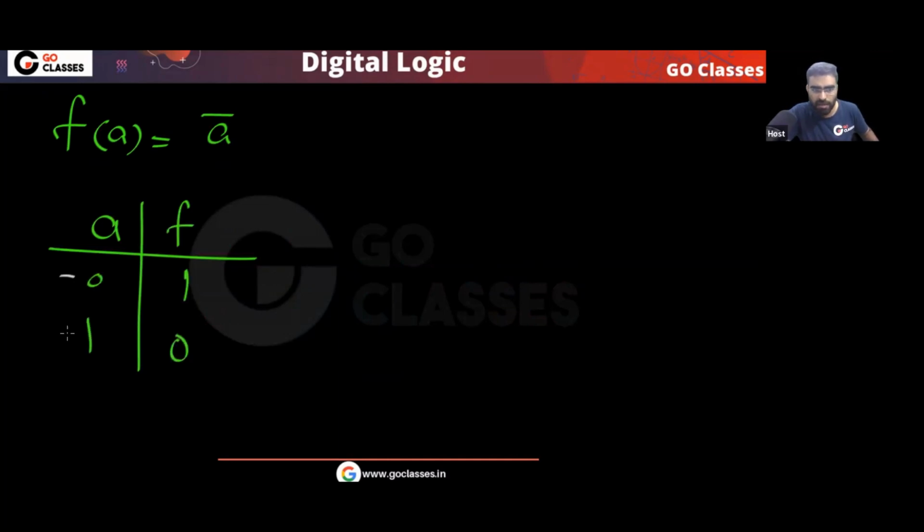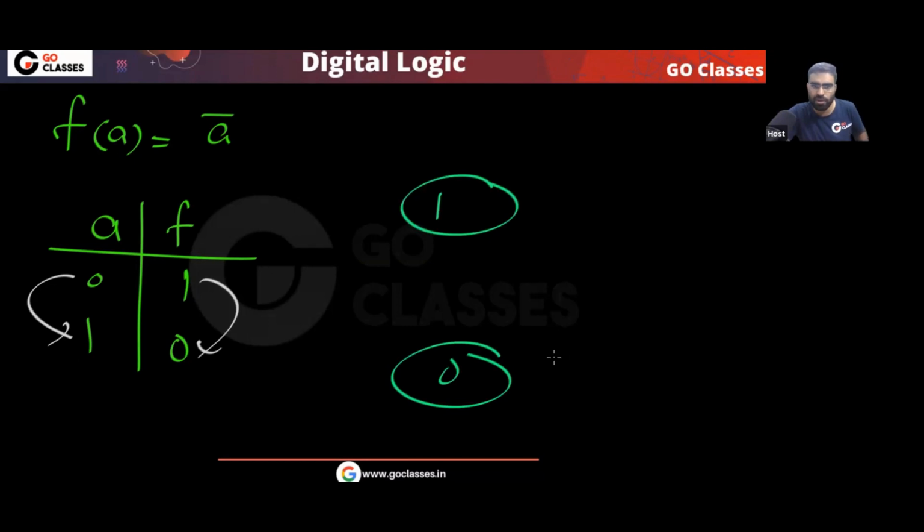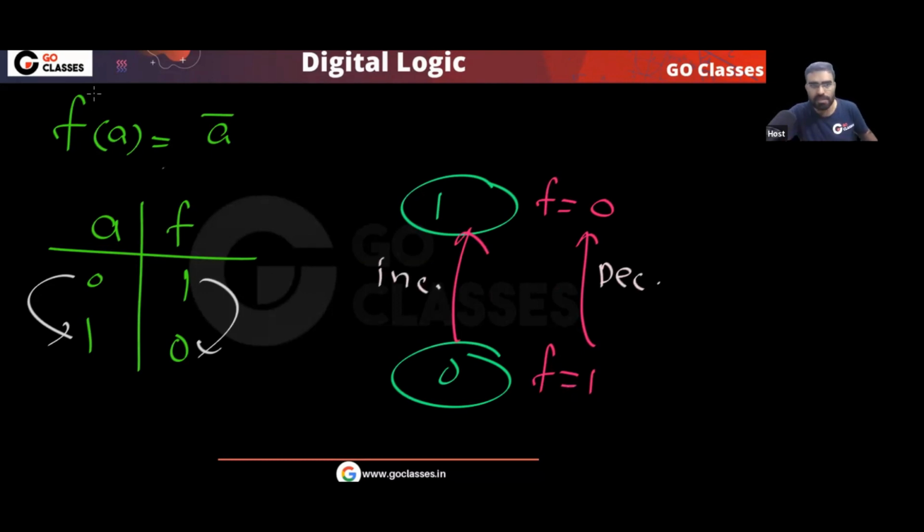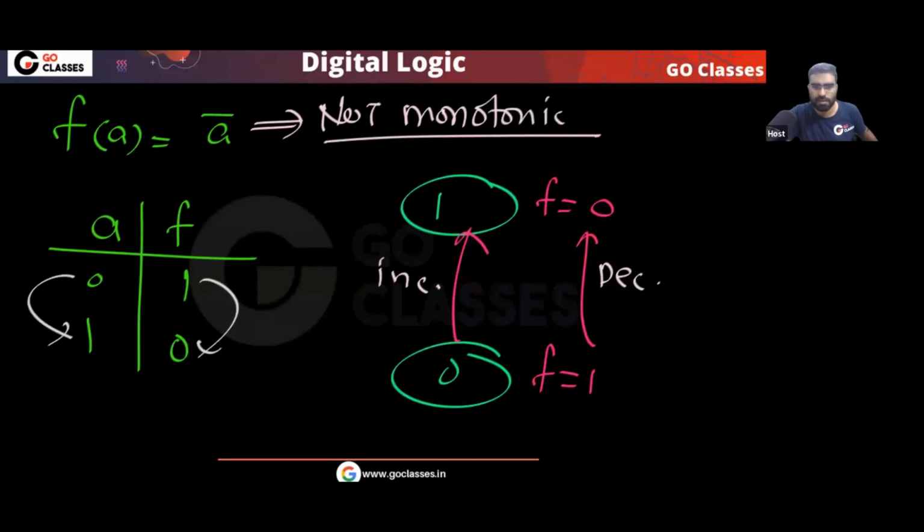then here you can see I'm increasing the input by changing a single input from 0 to 1, but the function value is decreasing. Here the f value is 1, here the f value is 0. So the function value is decreasing while the input is increasing. That is the reason I can say this function f is not monotonic. I hope this point is clear. Is this clear? Let me know.